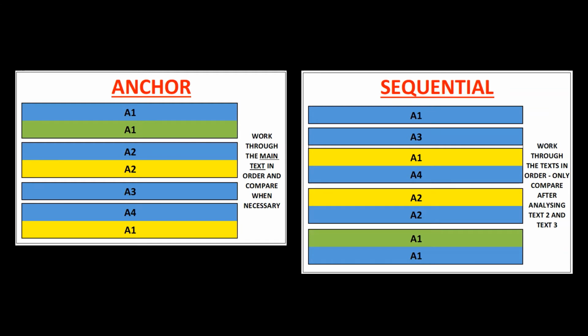Or alternatively, you can look to analyse the article sequentially. So go through the first article, the second article, potentially the third article, if it's there as well, and link back to the first text whenever you need to. One more time, comparison is essential in your SAC, but it's not essential in the exam. You can still do it in your exam, but it's not essential.